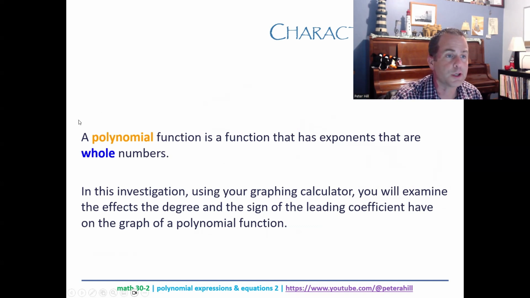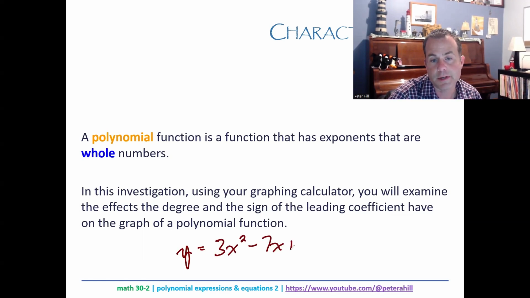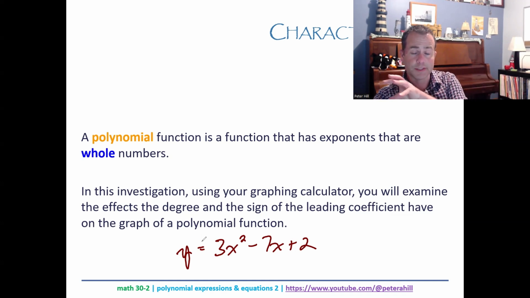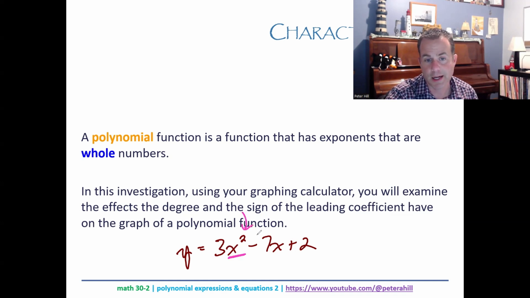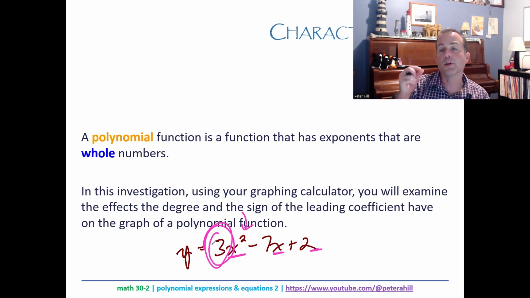Now, just for clarification, let's talk about that whole sign of the leading coefficient thing. If I gave you something that looks like 3x squared minus 7x plus 2, remember that we write polynomials from highest degree to lowest degree. We say it's descending order of degrees. So the x squared was my first term because that's higher than an x to the 1, which is higher than an x to the 0, essentially the constant term. The leading coefficient is the coefficient in front of the highest degree. So in this example, the leading coefficient would be positive 3.